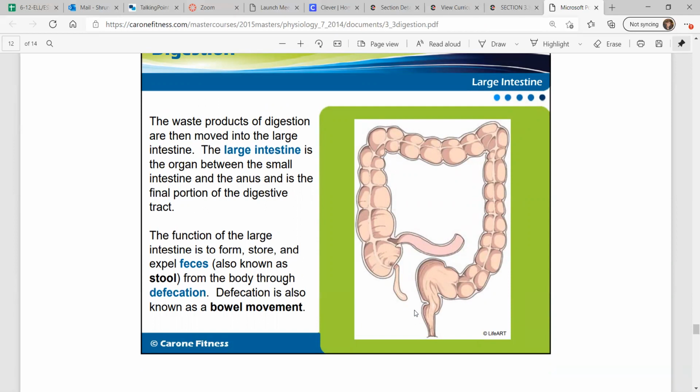And the large intestine is the organ between the small intestine and the anus, and is the final portion of the digestive tract. The function of the large intestine is to form, store, and expel feces, also known as stool, from the body through defecation. Defecation is also known as a bowel movement.